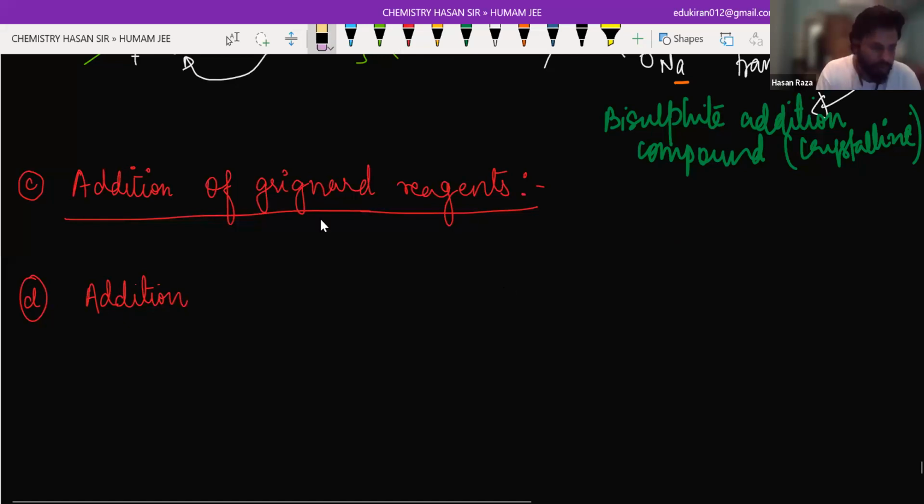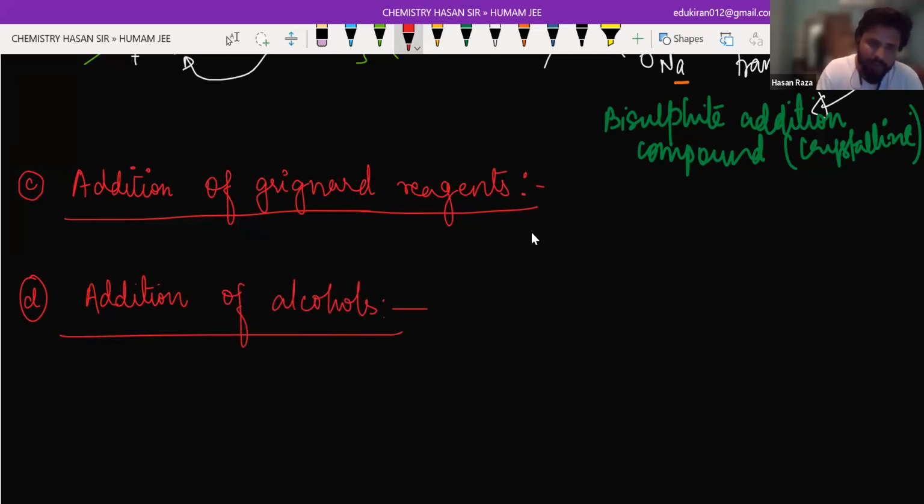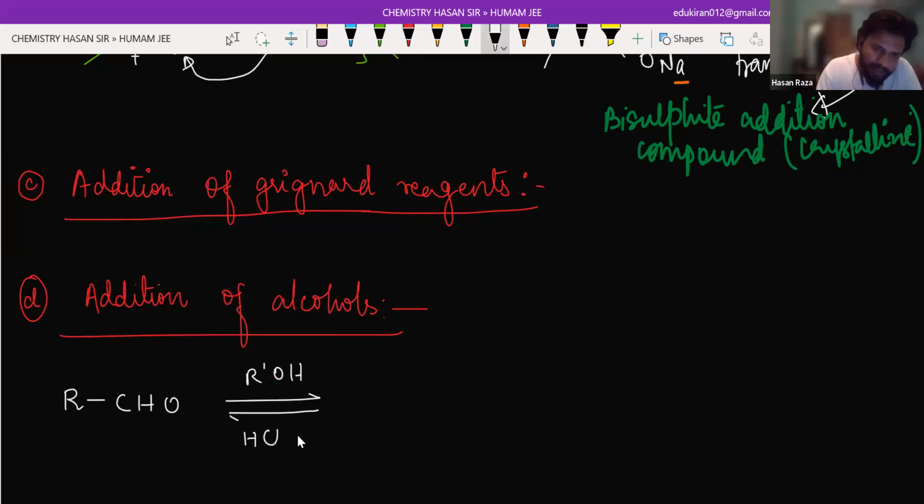Okay, so what I was going to do, addition of alcohols. First I'm going to write the reaction, I'm going to explain it, then we'll write something about this as well. Okay, let's see, if you have aldehyde, first you are going to react this with R dash OH, that means alcohol, in the presence of dry HCl gas. So what will happen? I'm going to show you the reaction as well, how the reaction took place.